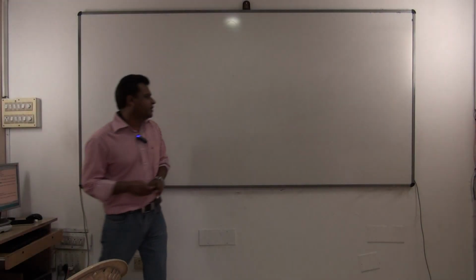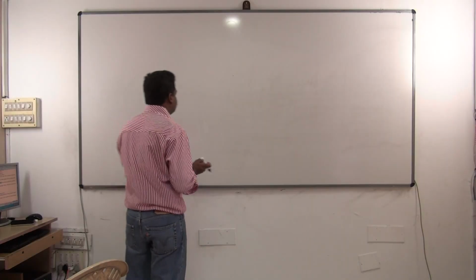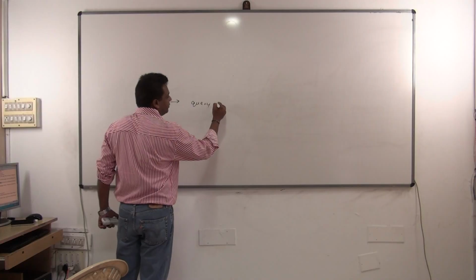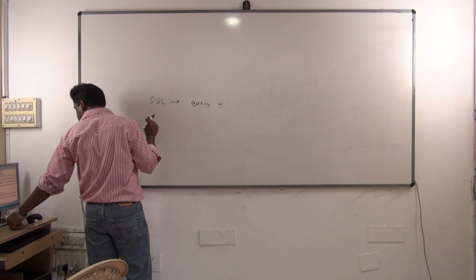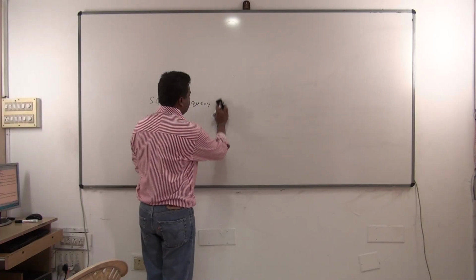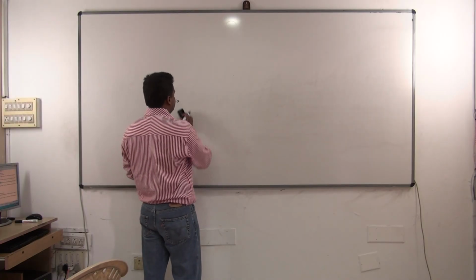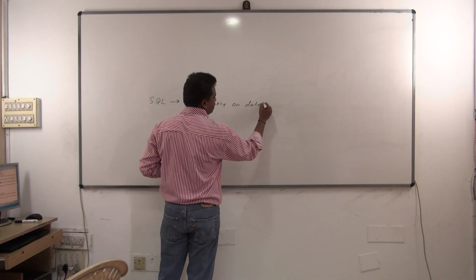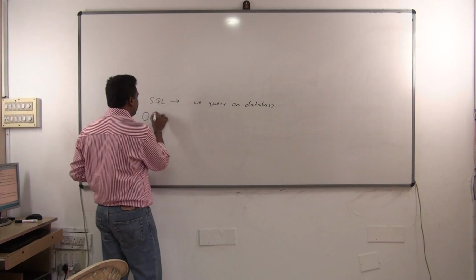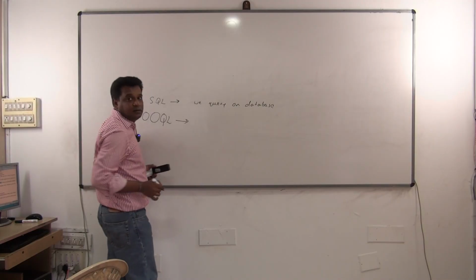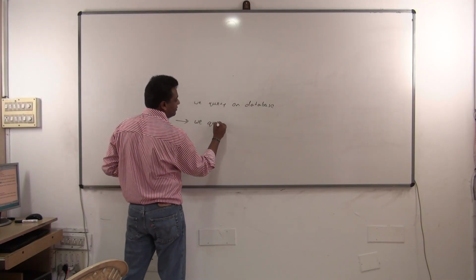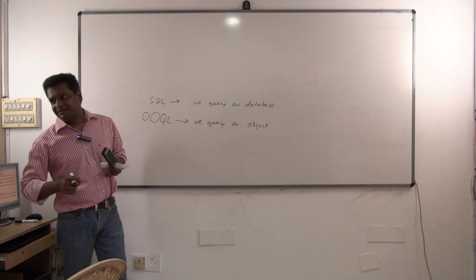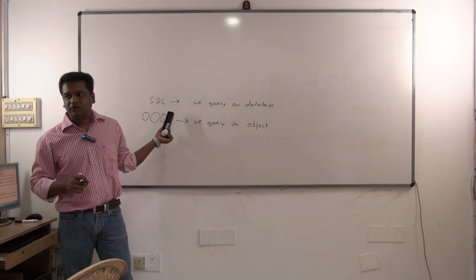So first understand the difference between SQL and OOQL. In SQL, we query on database. In OOQL, here we query on what? Objects. You'll be querying on the object. So that is the major difference between SQL and OOQL.